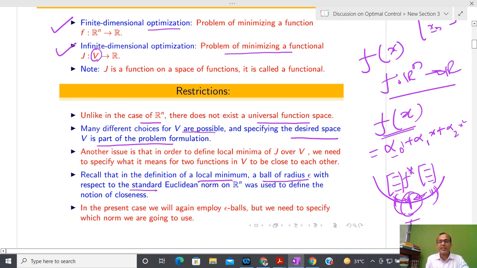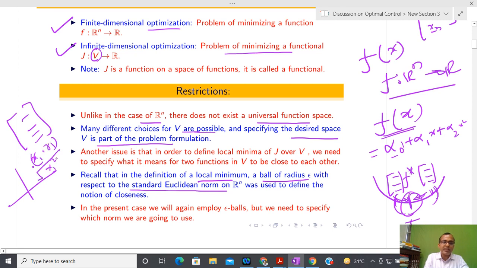Now another thing, recall the definition of local minima, a ball of epsilon with respect to a standard Euclidean norm. Whenever we are talking about that, we are assuming that elements are in the form of column vectors, which are nothing but real numbers. And whenever we define the distance, suppose this point is x1 and y1, then we define the distance like x1 square plus y1 square. So this space is called Euclidean space.